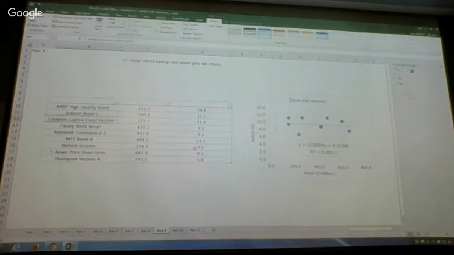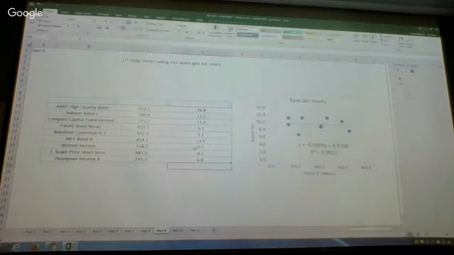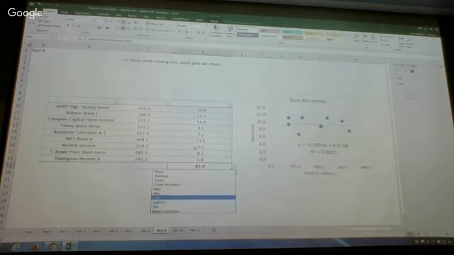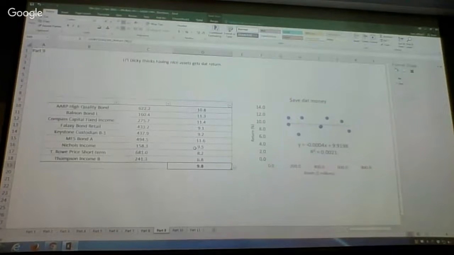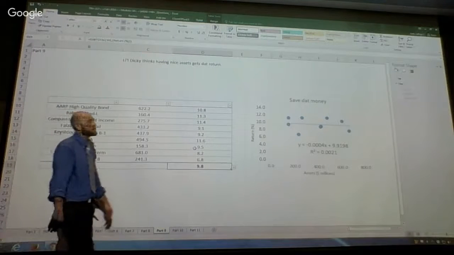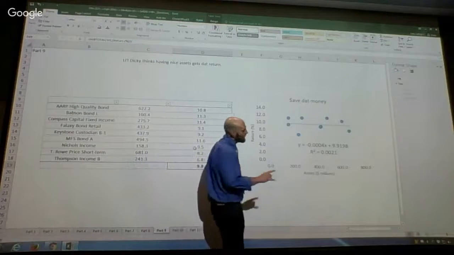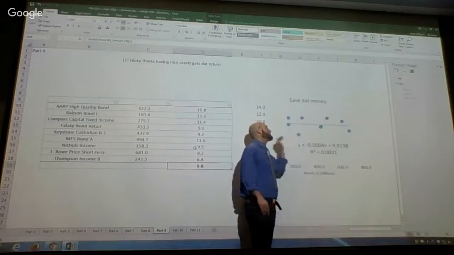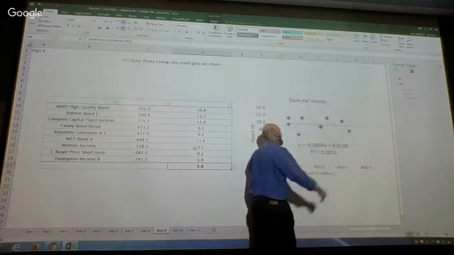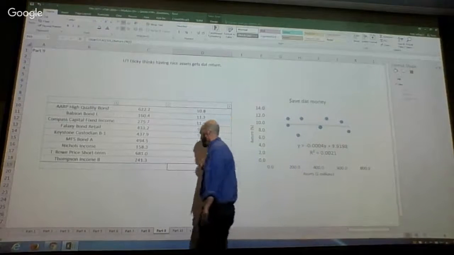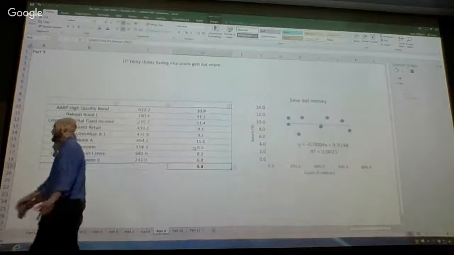I know this is my return percent, so the average is, yeah, 9.8. So 9.9 is A, the average return rate is 9.8. Because the slope is 0, A and Y bar are just about the same.